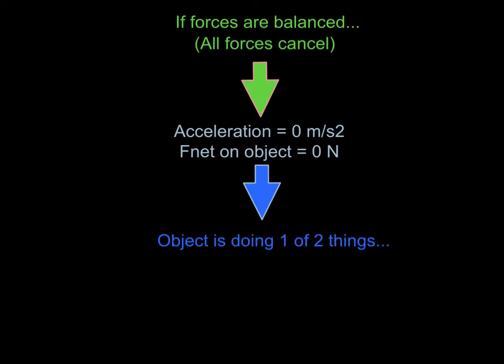Knowing that the net force is 0 and the acceleration is 0 leads us to conclude that the object must be doing one of two things. So what are those two possibilities for the motion of the object? One possibility for what the object can be doing is sitting still. The science term for that is at rest. When an object is at rest, its velocity is 0 meters per second.